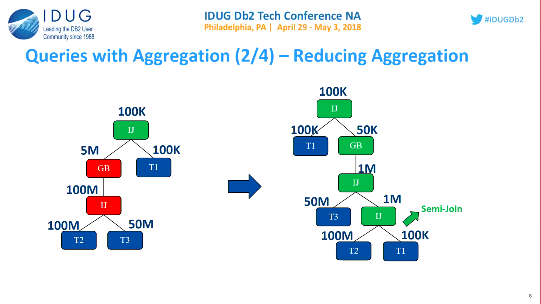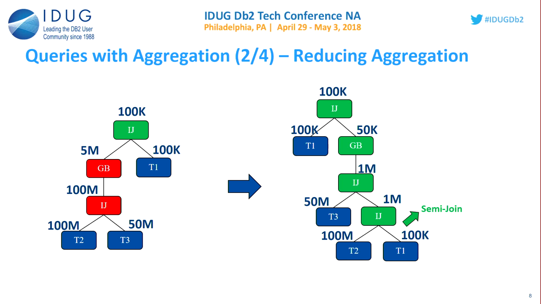So pictorially, this is what it looks like. In the previous case, we had the subquery, which is this. We joined the two tables. They are very big tables. We do the join and then aggregate on a very large stream here. So you can see 100 million rows being aggregated to 5 million rows.